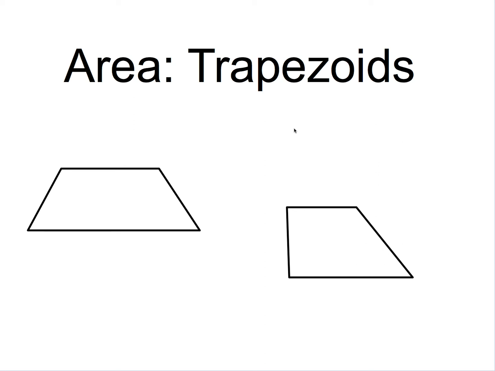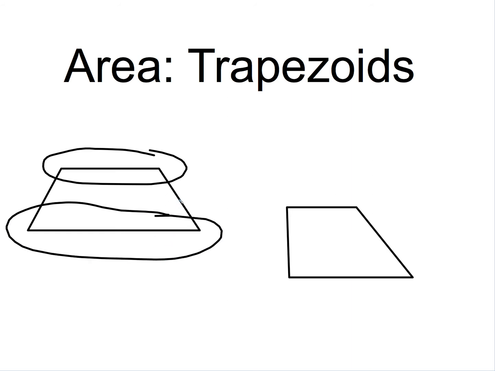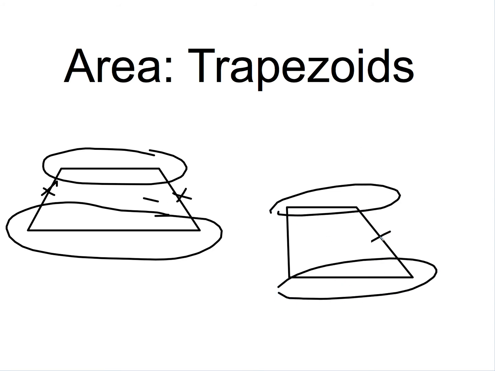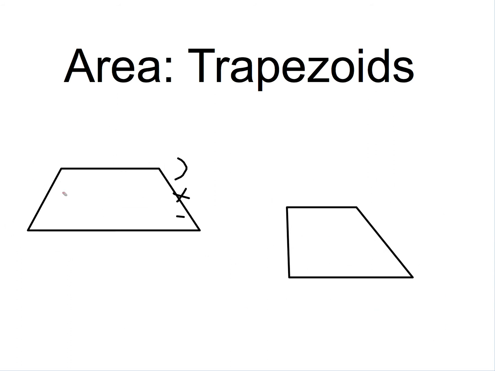Our next lesson is on area of trapezoids. So here's two different examples of what a trapezoid might look like. Remember, in order for it to qualify as a trapezoid, it has to have one set, and exactly one set of opposite sides that are parallel. So this side is parallel to this side, but this side is not parallel to this side. Again, over here, this one's parallel to this one, but this one is not parallel to this one. So that's why both of these qualify as trapezoids.